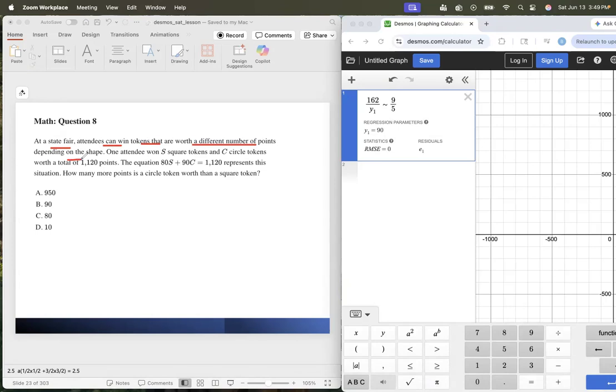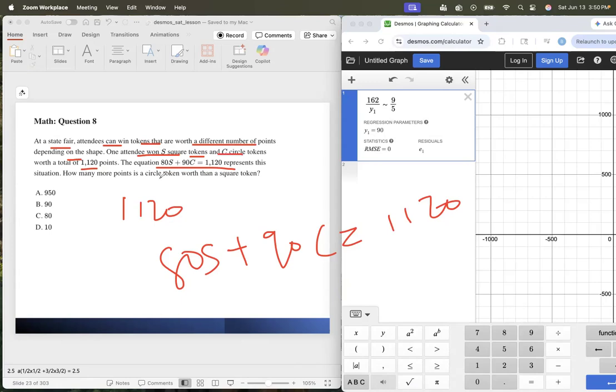At a state fair, attendees can win a token that is worth a different point, based on the shape of the structure they're picking. You can win a square token or a circle token, and the total is like 120. And they've given you that you can win 80X, that is the square, plus 90C, which gives you 112. They want to know how many circle tokens, which is C, was one more than the square. This is a function. If you get 80 times a certain square plus 90 times a certain circle, it will give you that. The difference between them is their coefficient. Therefore, 90 minus 80 is 10.